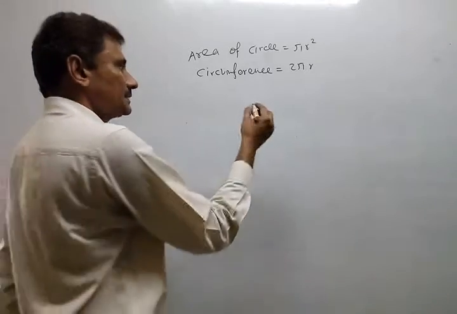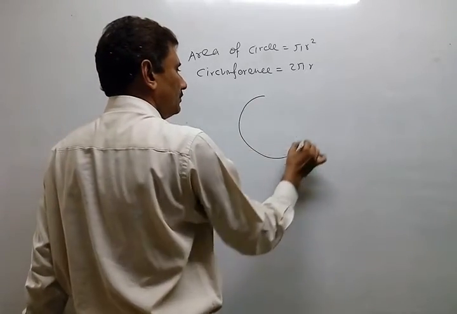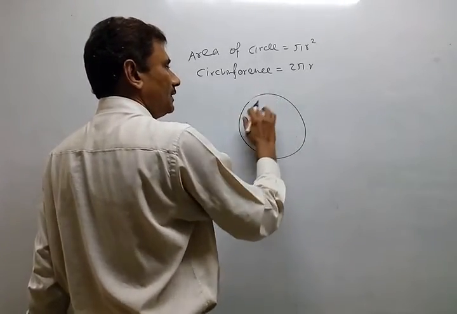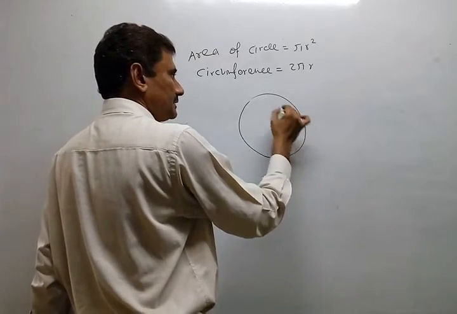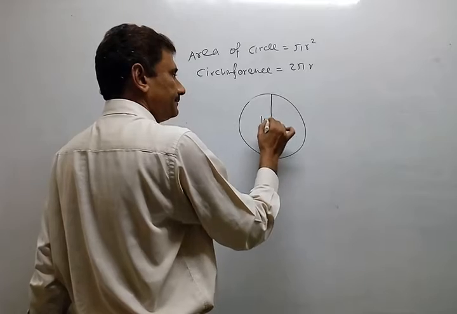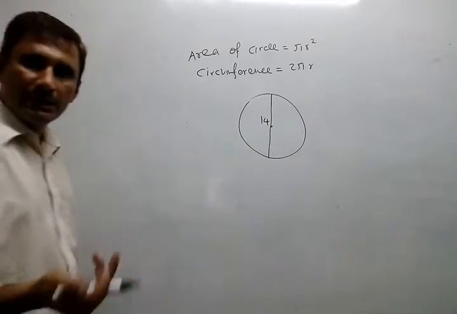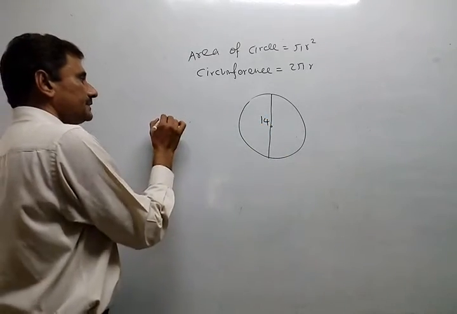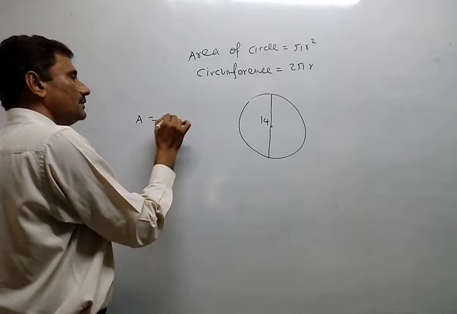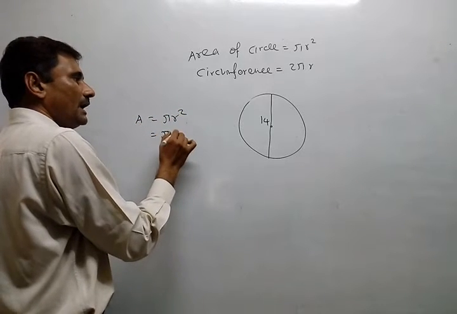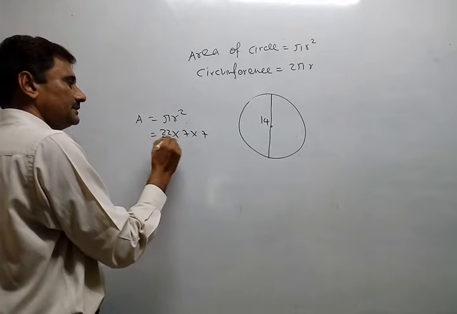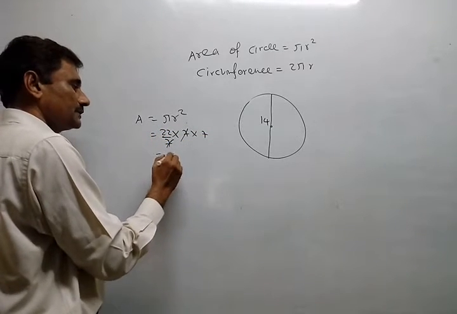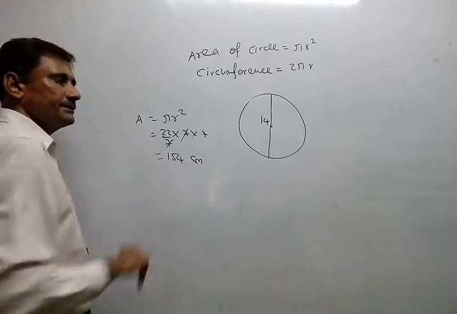Now, suppose I want to find area of this circle. Suppose diameter is given, say 14, and I want to find area, then obviously I just use A equal to pi r square. But r is not 14, that is 7. So 22 by 7, 7, 7. So 154 centimeter or meter, whatever given, that is our area.